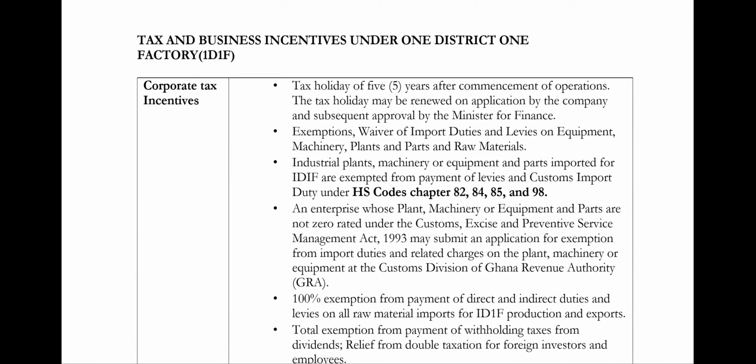Okay, there's an incentive which is not in any law, but is subject to a grant of this incentive by Parliament or by the Ministry of Finance. That is the tax and business incentive under the One District, One Factory. Under One District, One Factory, if you apply, the Ministry of Finance will give you this exemption. So you have corporate tax incentives where you have a 5-year tax holiday, which can be renewed when the Minister of Finance applies. And also when you bring any equipment, they can waive the import duties for you. It's not everybody that gets the same exemption, but these are the general ones. Some people get more, depending on how much you are investing.